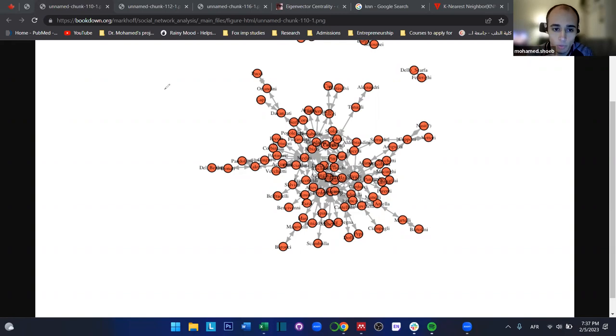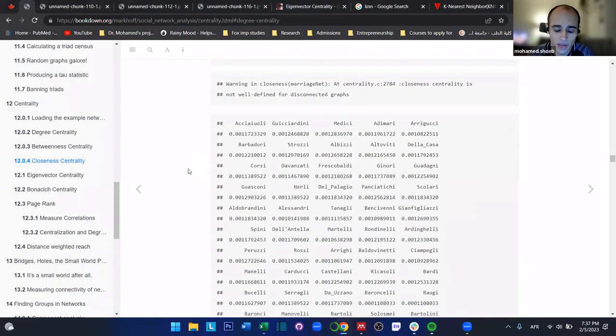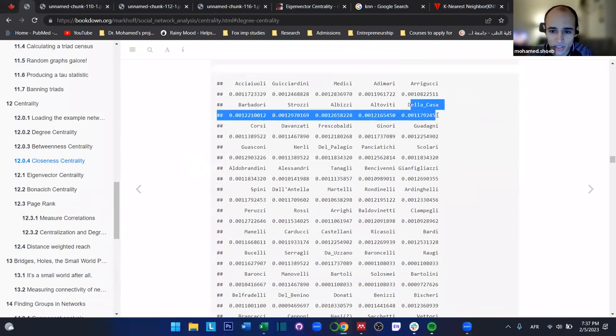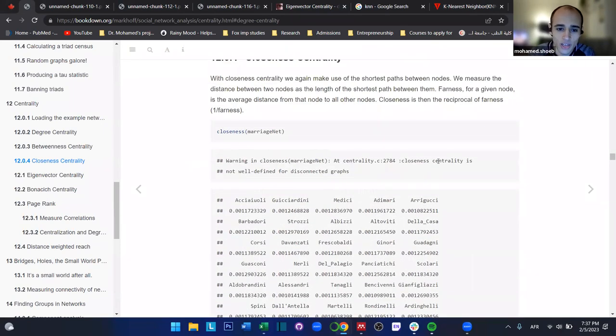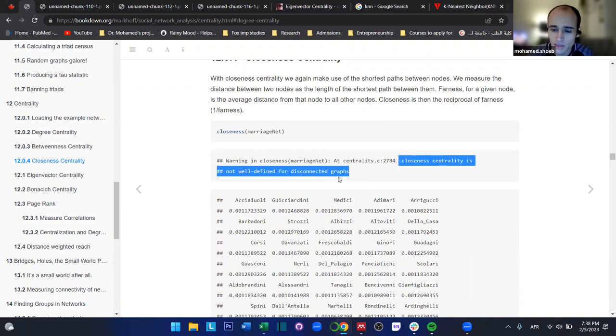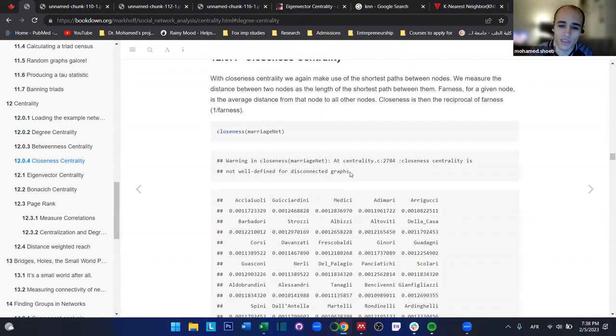If you go back to the notebook, you would see that iGraph will give you a message at the top. You can see here that it gives you a warning that closeness centrality is not well defined for disconnected graphs, because if we are disconnected, it's not reliable. So for example, you could measure degree centrality for disconnected graphs, but for closeness centrality, you can't do this.